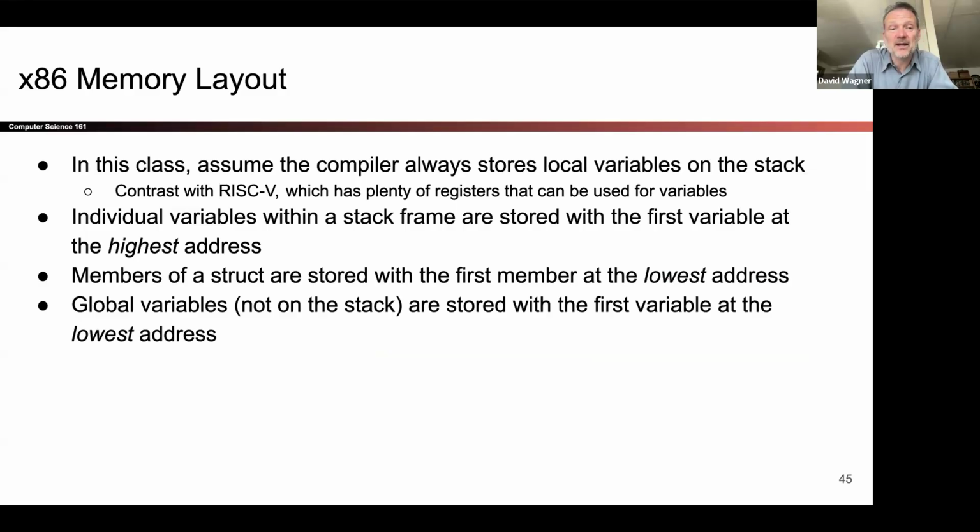And typically the first local variable that's declared in the function is at the highest address. So if you declare 2 local variables in a function, the first declaration reserves some space by pushing something on the stack. And then the second one reserves more space below that. If you have a struct that requires multiple words or multiple bytes, those are stored with the beginning of the struct, the first element of the struct, at the lowest address.